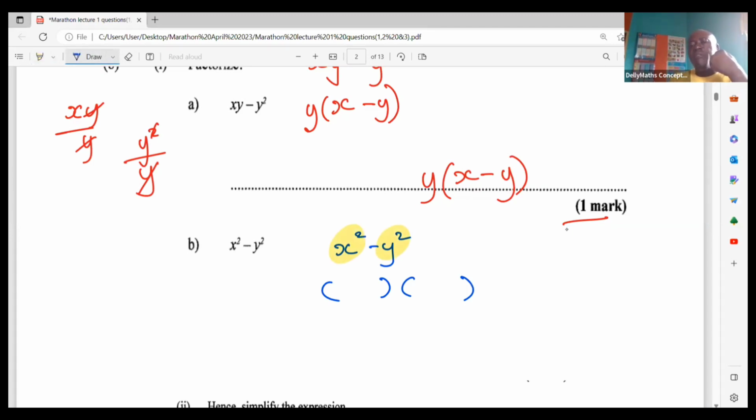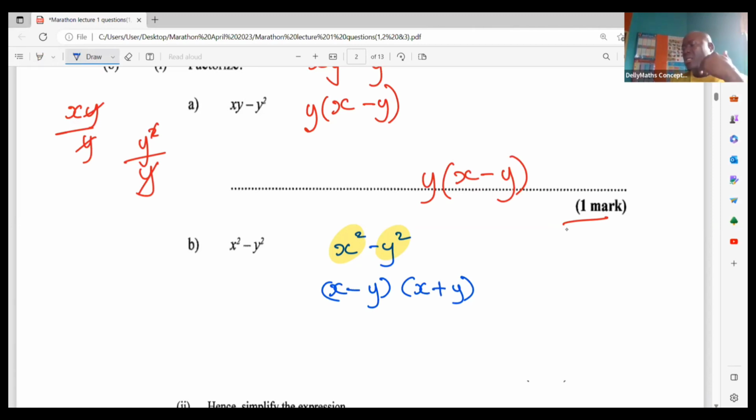What is the square root of x squared? x. What is the square root of y squared? y. And you replace the same things in the bracket. You can put a plus and a minus, or you can put a minus, then a plus.